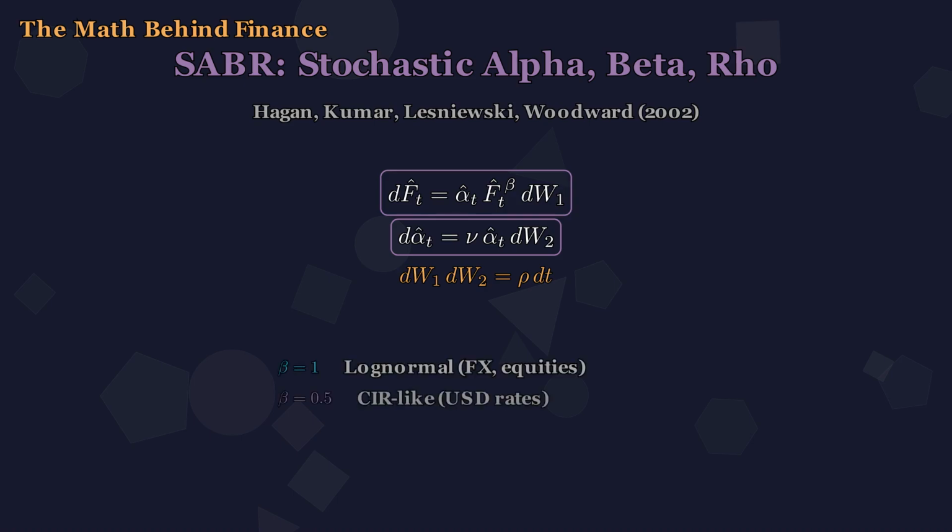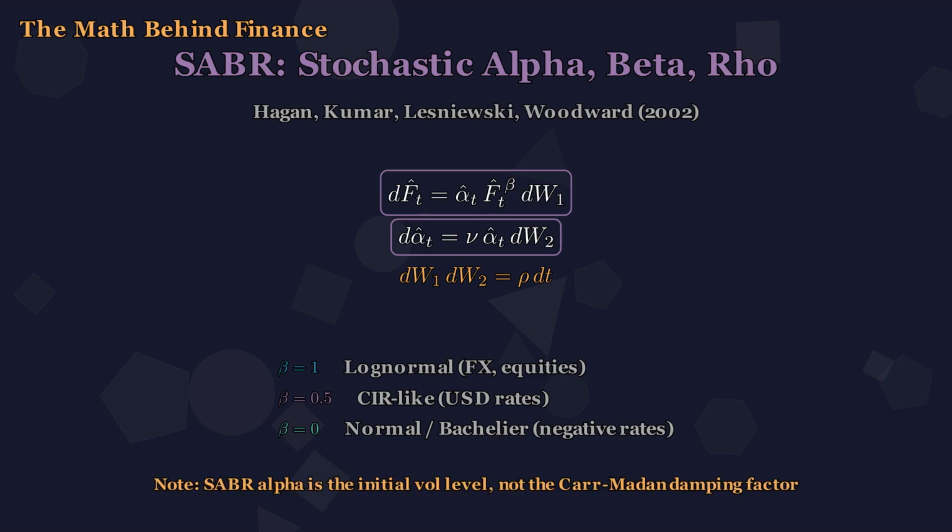The key design choice is beta, the backbone exponent. Beta is not calibrated. It is preset based on market convention. Beta equals 1 gives log normal dynamics for equities and FX. Beta equals 1/2 gives the CIR-like square root used for dollar interest rates. And beta equals 0 gives normal dynamics, which can handle negative rates directly. One notation warning: SABR's alpha is the initial volatility level, not the damping factor we used in Carr-Madan pricing.